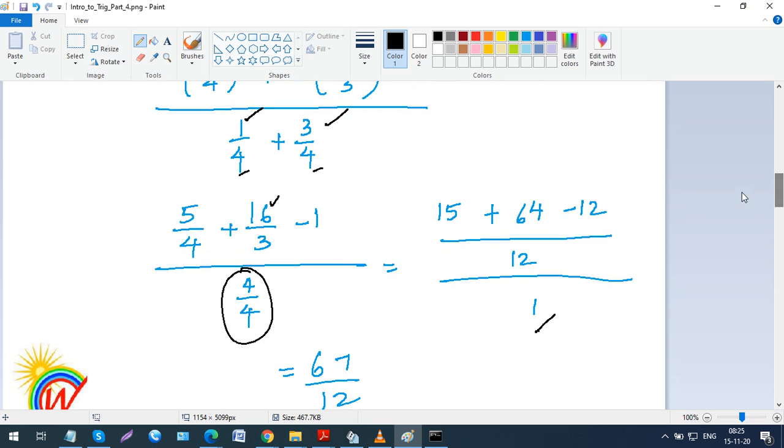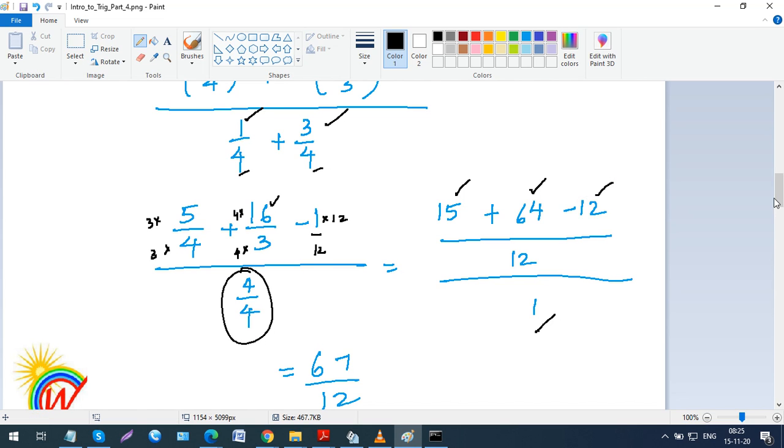So you make the denominators common: multiply this by 3 and this by 3, so that makes this 12; this by 4 and this by 4, that makes it 12 again; and this I can multiply by 12 itself. So I get 3 5s are 15 by 12, then this becomes 4 into 16, 64 by 12, and this becomes 1 into 12, which is 12 by 12 itself.